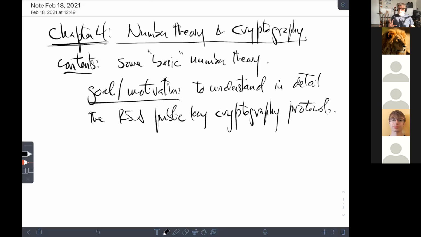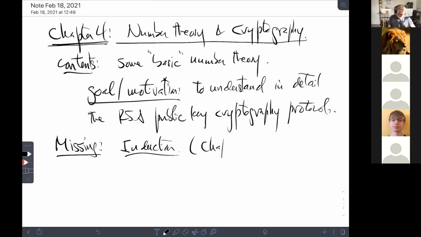There is one ingredient which will be missing, which is induction. What is induction? It is a fundamental axiom of the integers or the natural numbers. We will see this in chapter 5. I agree with the book this time that doing induction first is not good because it's still very technical, but it would be more logical to do it now, because every half hour I'll be saying, I can't prove this because I need induction. We don't have it.